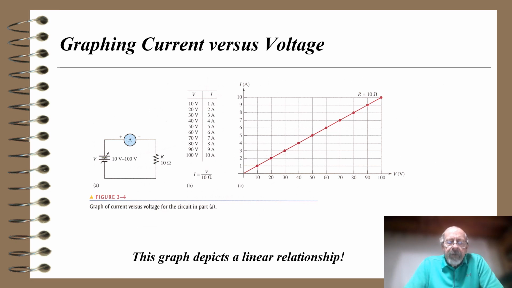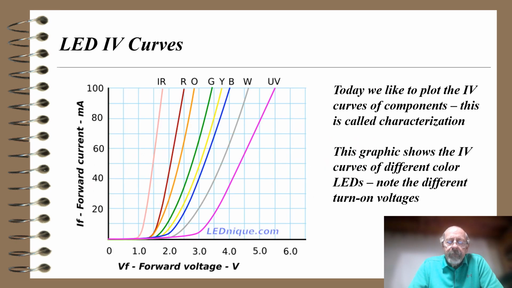Now, Ohm did this, and we should take notice of it: if we do an experiment where we have a variable voltage source and a constant load resistance, we can measure the current, and if we plot that result, we will get a straight line. So that graph depicts a linear relationship. Ohm's law is a linear relationship.